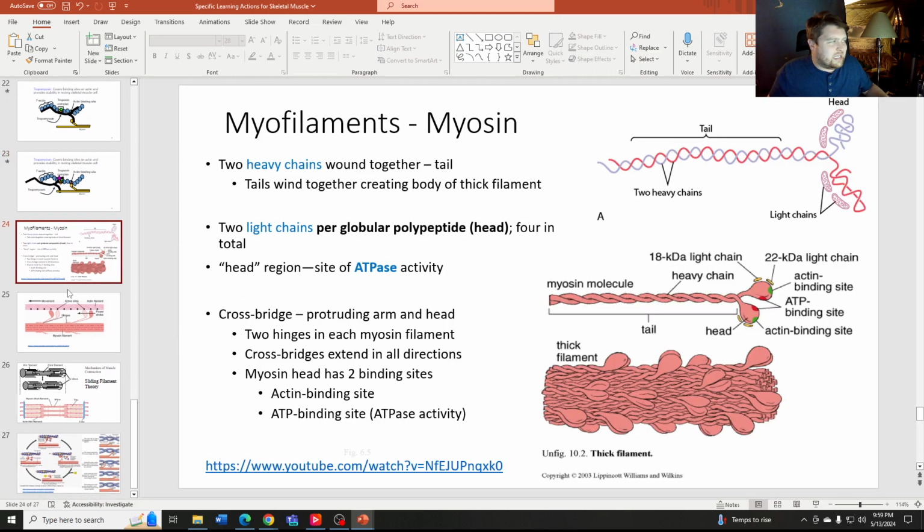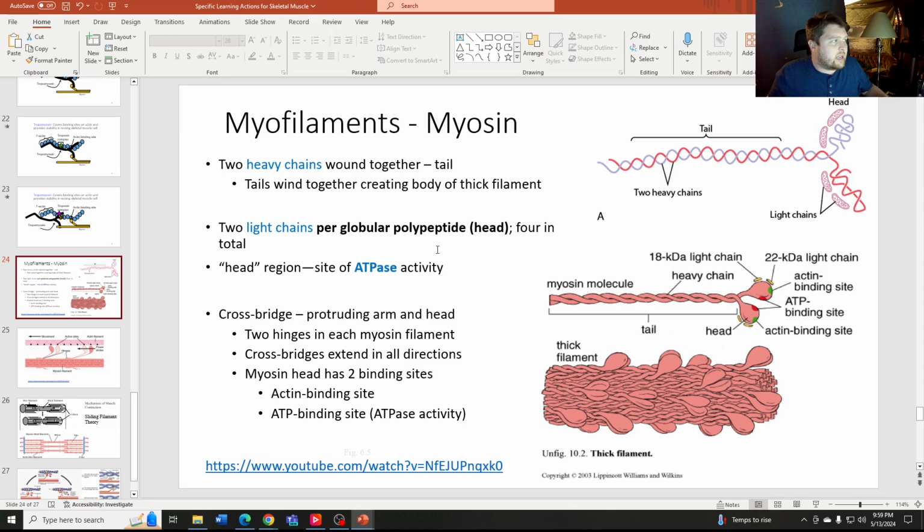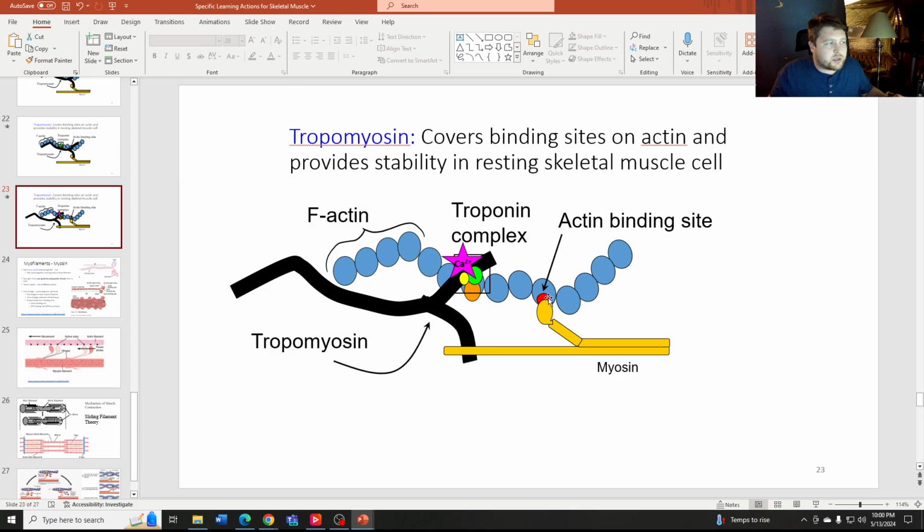Here's a little bit more detail into that myosin head. There's two heavy chains wound together around a tail. So, the two heavy chains wound together form a tail. And then we have light chains. There's two light chains per globular peptide, which we call the head. The head is what's going to be binding to the myosin binding site.